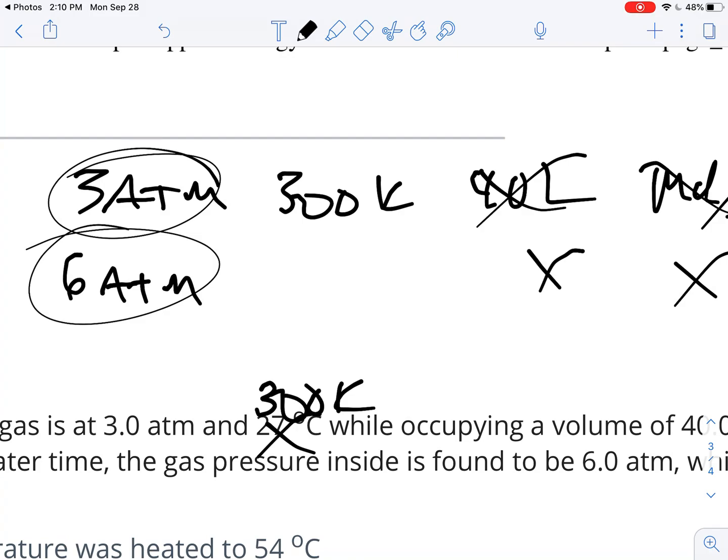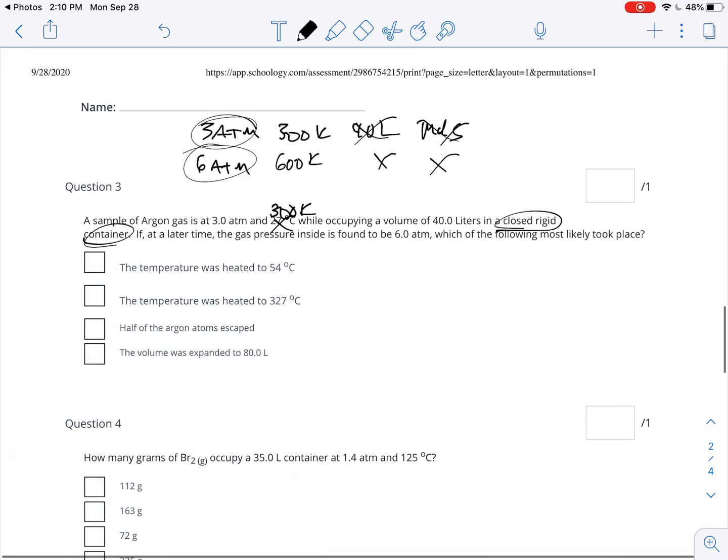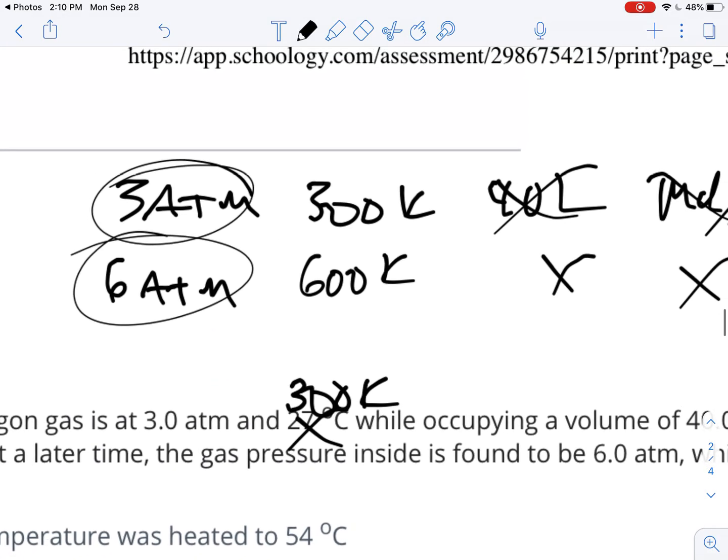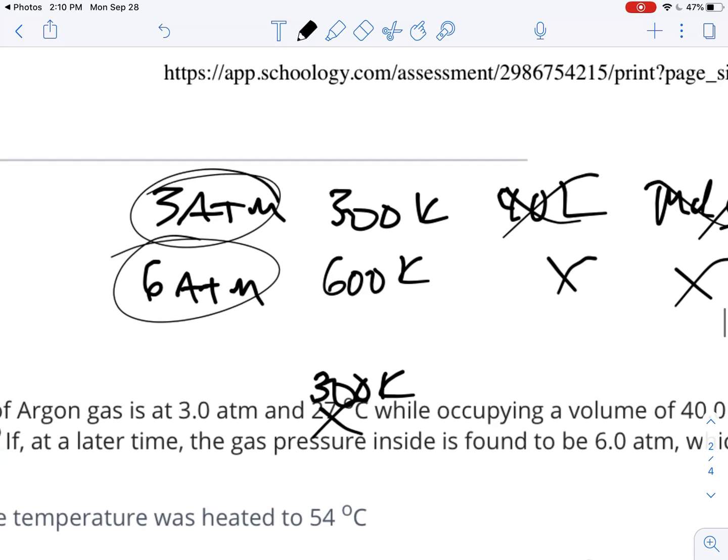So you should be able to know, all right, if my pressure doubled, that means my temperature had to double as well, up to 600 Kelvin, because, again, you've got PV = nRT. Volume is not an issue. Moles is not an issue. Closed, rigid container. And R never changes, so if the pressure went up, the temperature had to go up as well. So your temperature had to double up to 600 Kelvin.